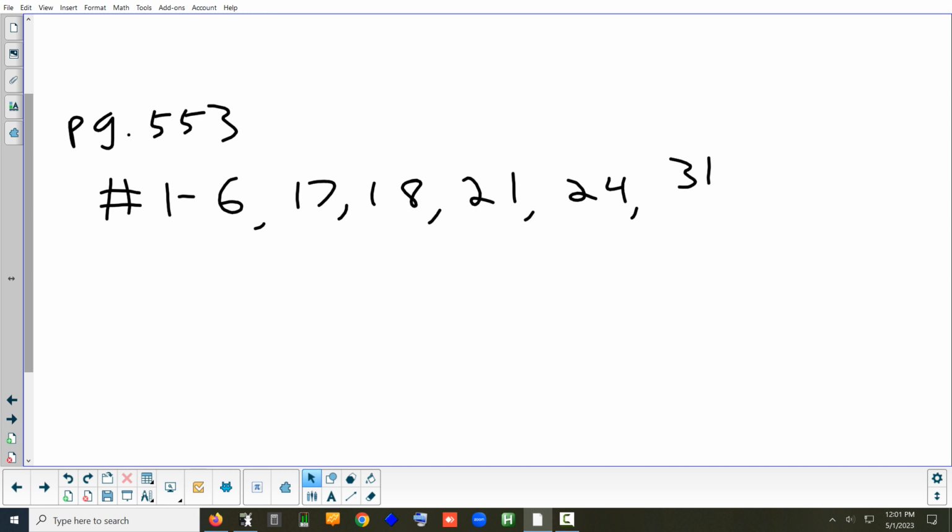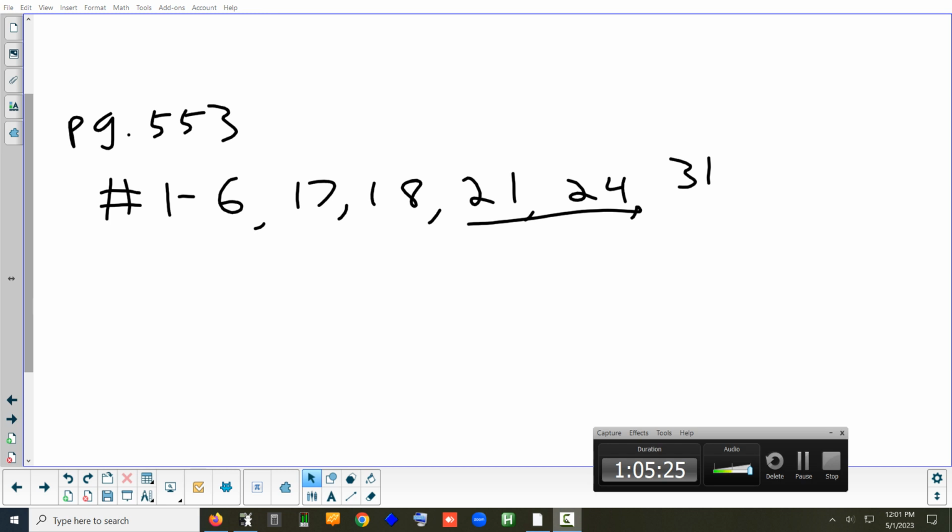The only 3 variable problems are 21 and 23. Everything else is a 2 variable problem. 31 is a word problem, but it's a 2 variable problem. I think it's something about tickets being sold to a zoo. There are adult tickets and child tickets, something like that.